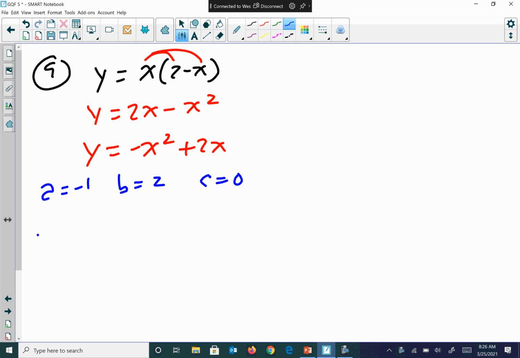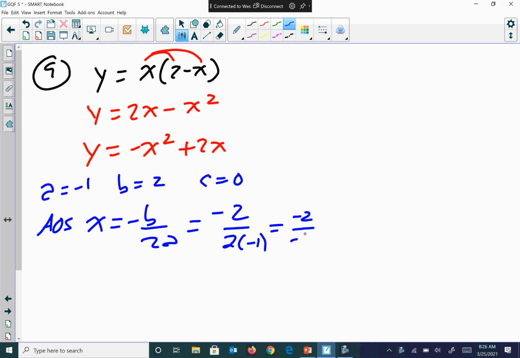So then we can find our axis of symmetry, which we'll call AOS, is x equals negative b over 2a, which is negative 2 over 2 times negative 1, which is negative 2 over negative 2. Negative 2 over negative 2 is positive 1.